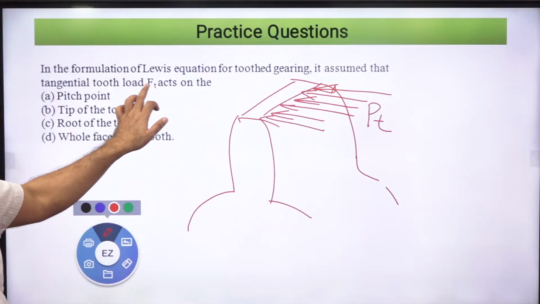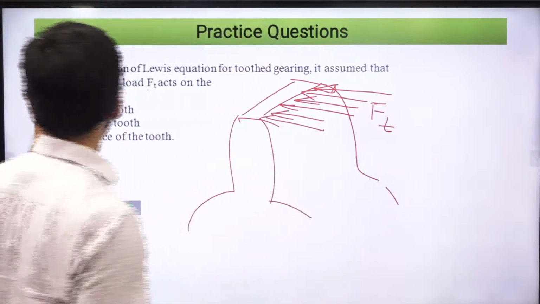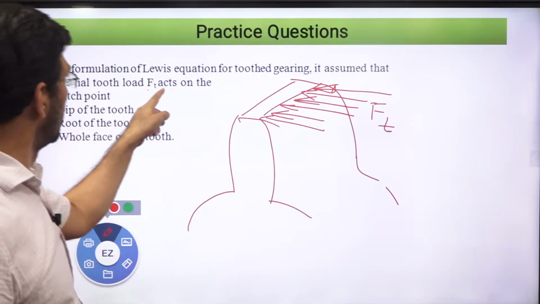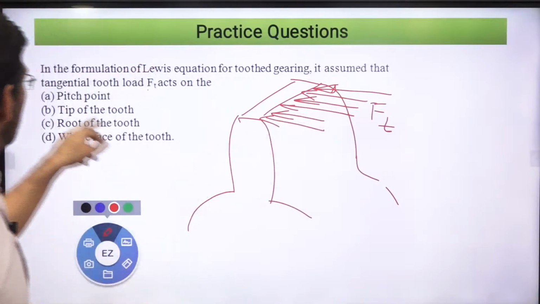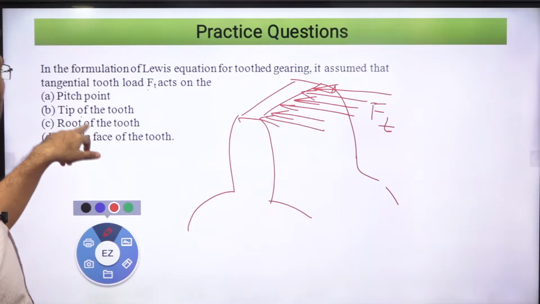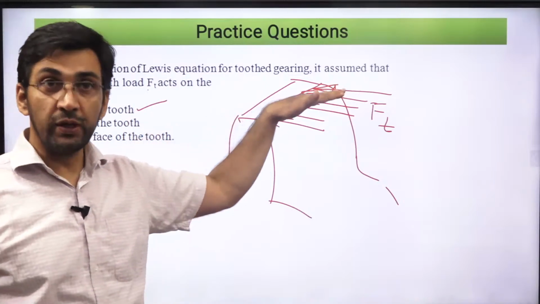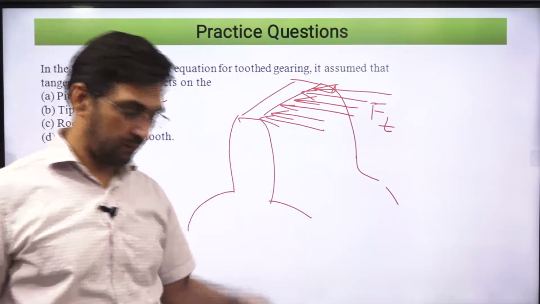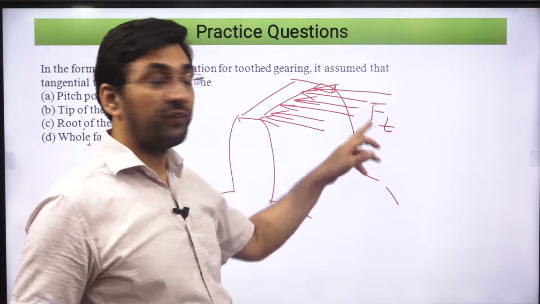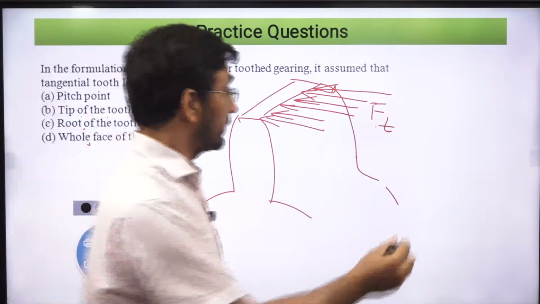But actually, PT means FT, whatever you are saying, FT. So in the formulation of the Lewis equation for the tooth gearing, it assumed that tangential tooth load FT acts on कहाँ पर act करेगा? तो pitch point, tip of the tooth, root of the tooth, face of the tooth. So tip of the tooth, obviously at the tip of the tooth. So he assumed it to be acting at the tip of the tooth. पर एक ध्यान रखना आपने इसमें, when we are calculating the value of PT or FT, that is at the pitch point.